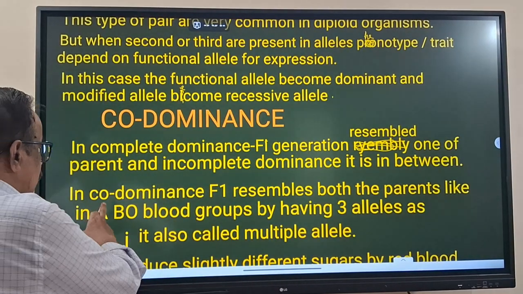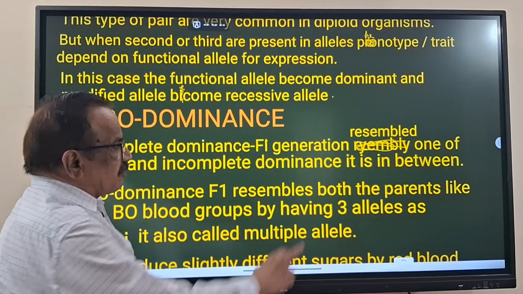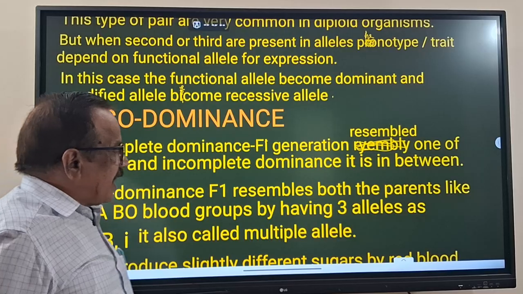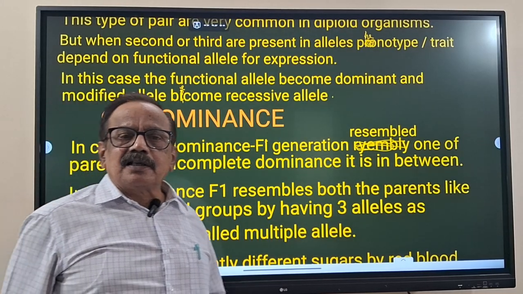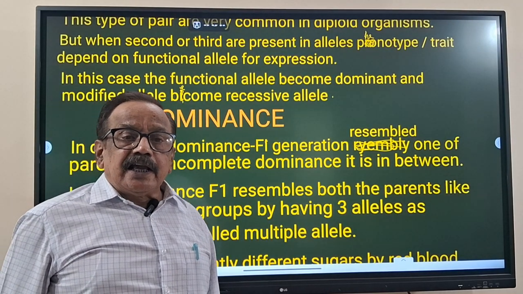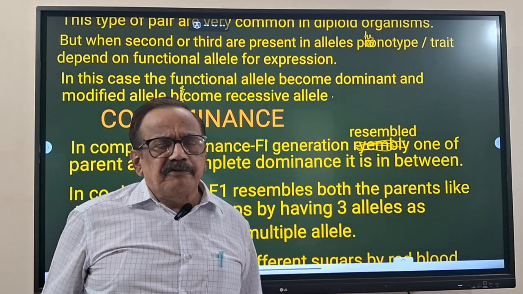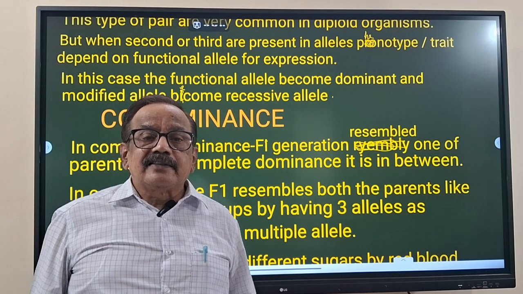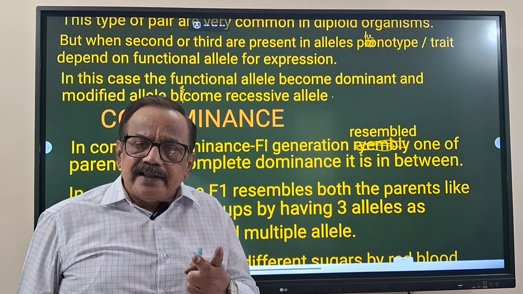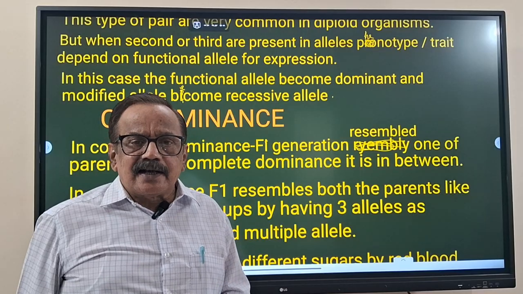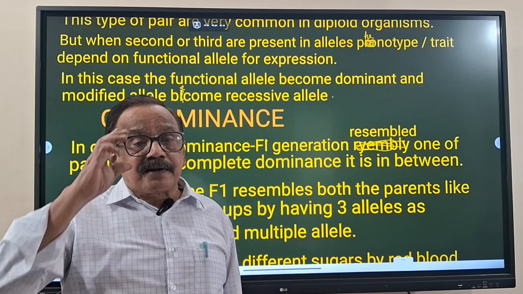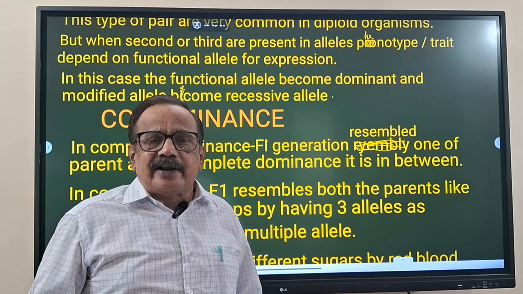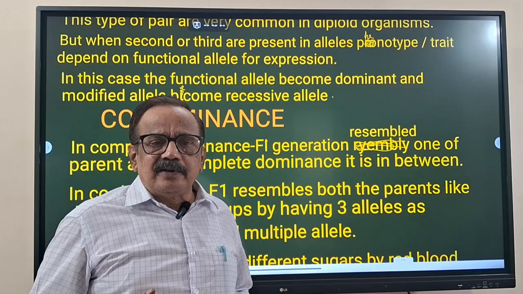Now you see here, in codominancy, F1 resembles both the parents, like in the ABO blood group, which has three alleles. This is also most important. ABO blood groups, everyone already knows. This is formed by having three alleles. Generally, the allele will be a pair, but here three alleles are present. Three alleles cannot be expressed in one organism. Why? Because the organism is diploid. Only two genes can be there.